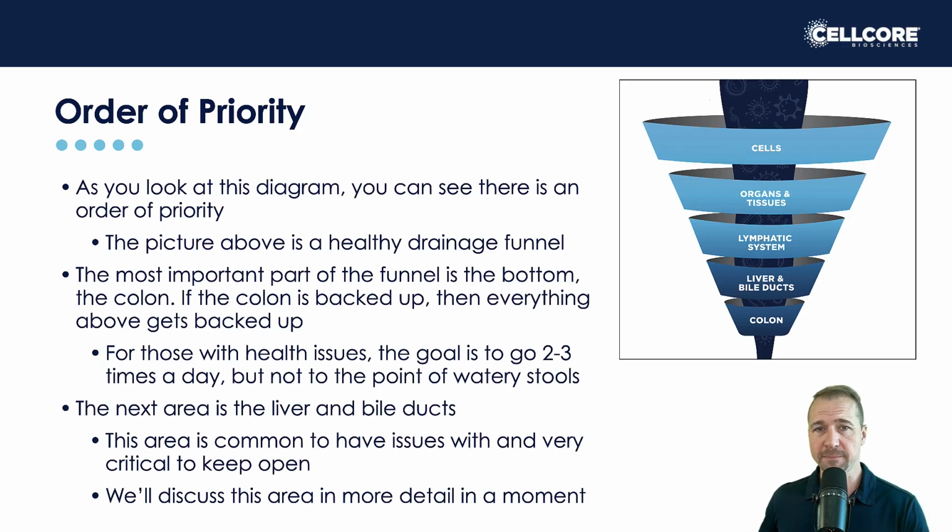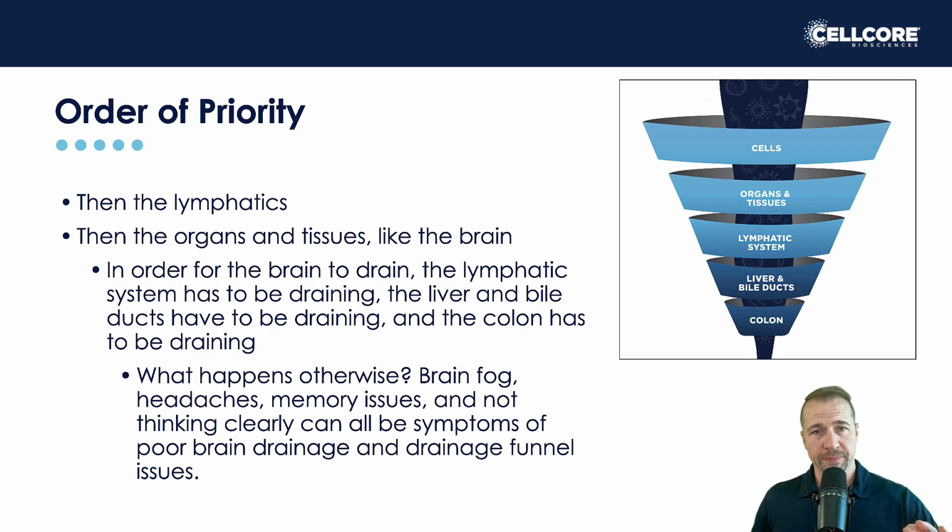So if the colon's backed up, automatically the liver and bile duct system is backed up, lymph is backed up, organs and tissues and cells. And as we're looking at it, above the liver and the bile duct system, like I mentioned, we have the lymphatics. Above that, every layer above is dependent on the one below it. And in order for the brain to drain, the lymphatic system has to be draining. So if we say the brain is an organ, tissue, it's dependent upon the lymphatic system. So if the lymph is clogged, the brain can't drain.